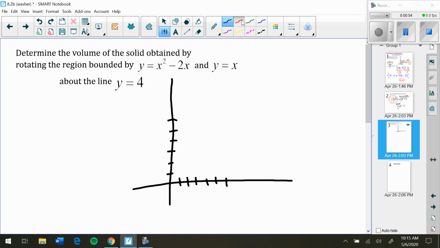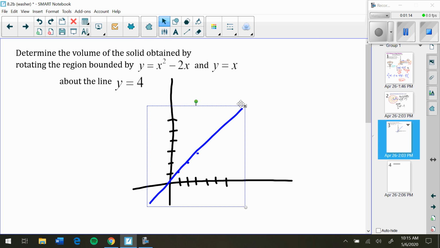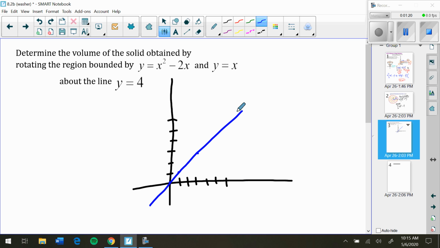And I'm going to start with the line because that's easiest. The line y equals x, we know has a y-intercept of 0 and a slope of 1, so it's going to be something like that. Let's see if I can draw it. Okay, that was not terrible. Wasn't perfect, but hopefully you'll forgive me. All right, again, that's the line y equals x. So I'm going to add in arrows and write that here, y equals x.